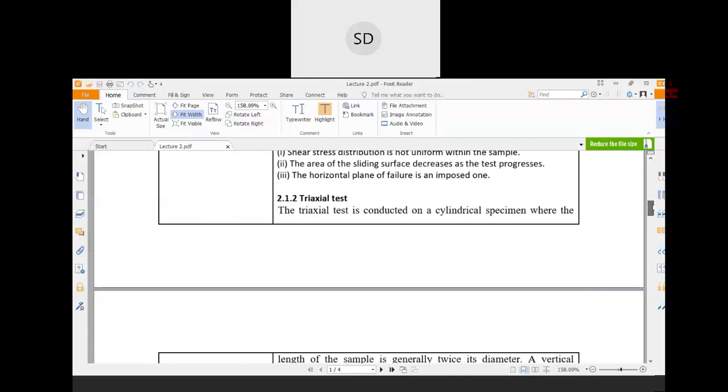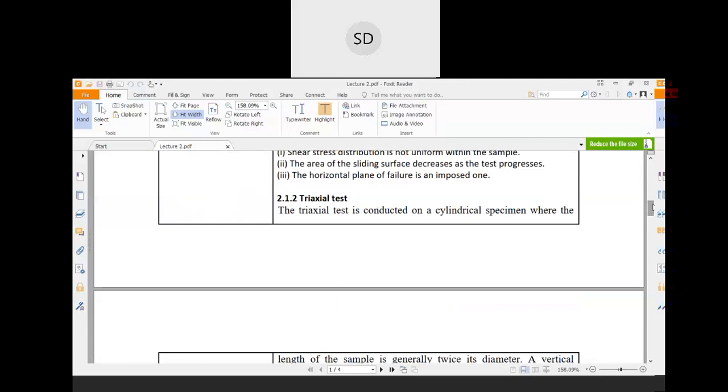Now another very important test is the triaxial test. The name triaxial is because here load would be applied from each and every side of the sample, from the x-axis, y-axis and z-axis. Basically from every direction, load is provided on the soil sample. Therefore it is called the triaxial test.